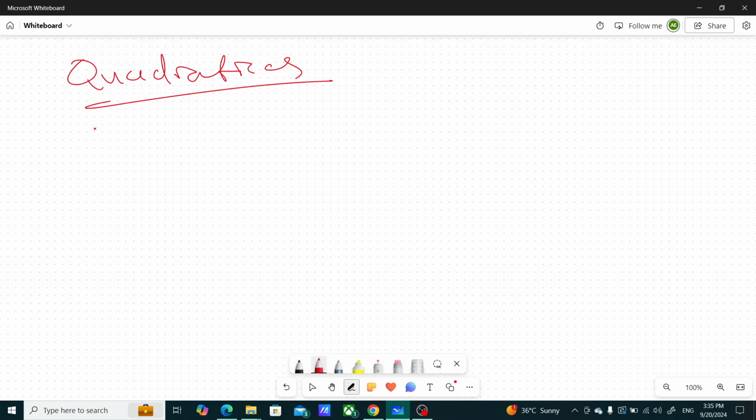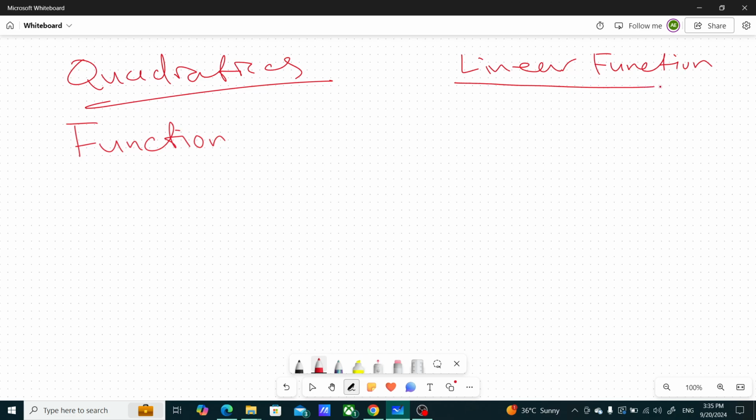So basically, quadratics is nothing but a function. It's a type of function, just like a linear function. A linear function is the basic and easiest function. Let's take an example of a linear function, which is y equals 2x plus 3. I put an input into x, it will do some things and it will give me an output y.